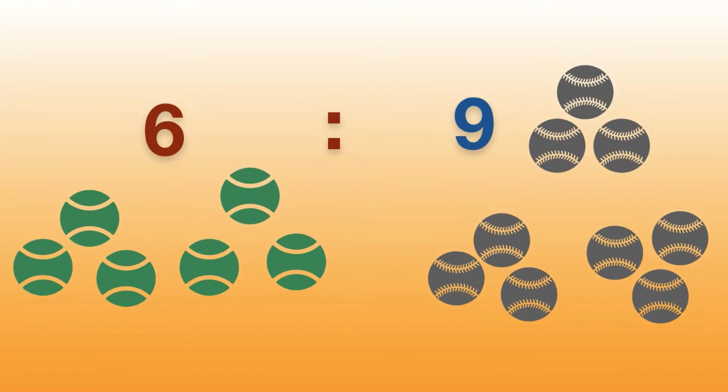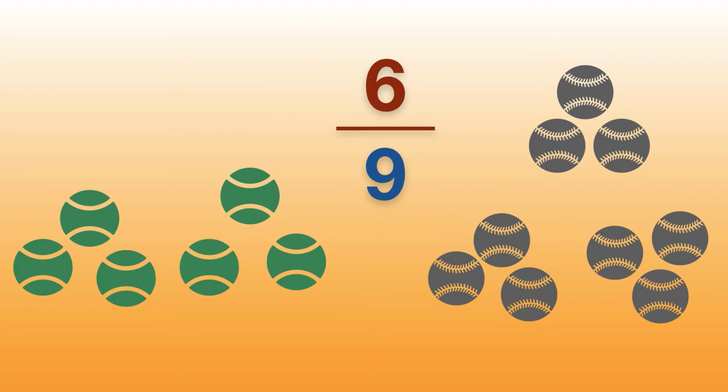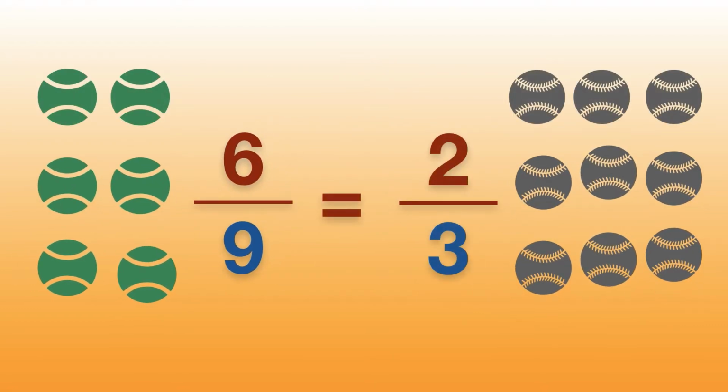Let's say, for example, you have 6 tennis balls, 9 baseballs. One way of writing this in the ratio form is to write it with a colon between the two numbers. We can simply refer to the colon as "to". So the ratio of tennis balls to baseballs is 6 to 9. We can also write this relationship as a fraction, 6 over 9. Notice that 6 and 9 can both be divided by 3, so the ratio in its simplest form would be 2 over 3, which means there are 2 tennis balls to every 3 baseballs.